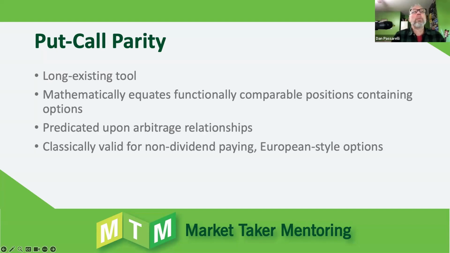options. What put call parity does is it mathematically equates functionally comparable positions containing options. So what does that mean? I'm not the kind of guy who likes to use long words for the sake of using long words. And I know functionally and comparable are not super long words, but I want to clear up any misunderstanding of that definition.